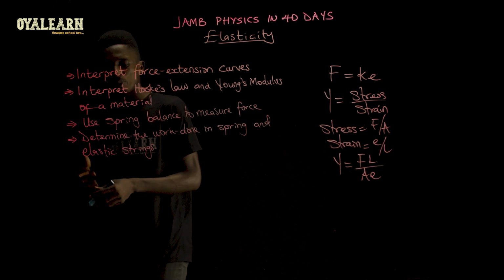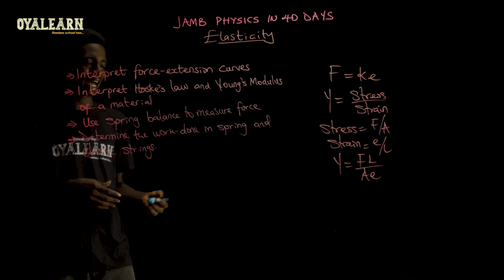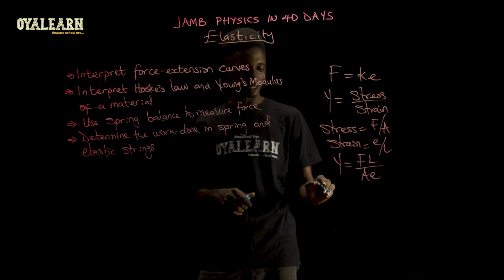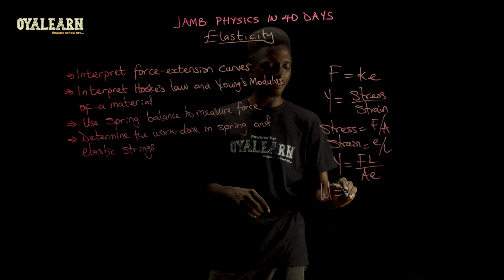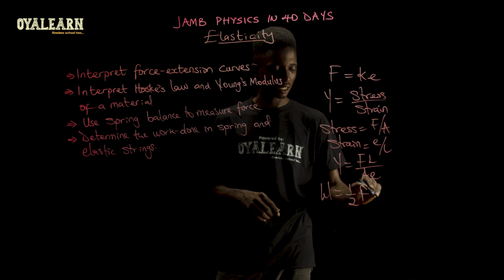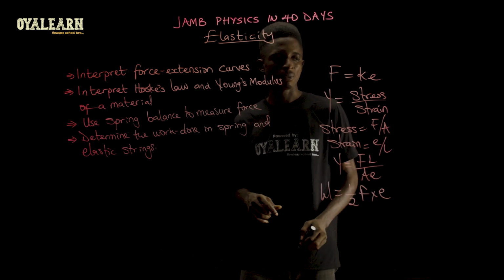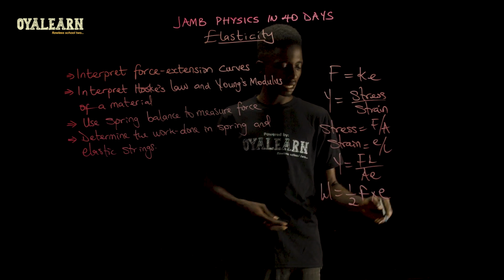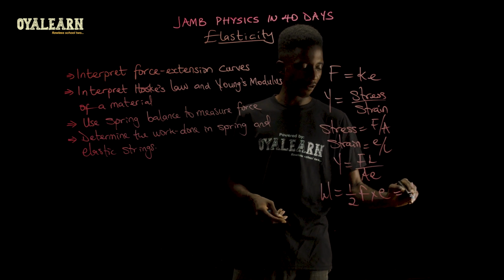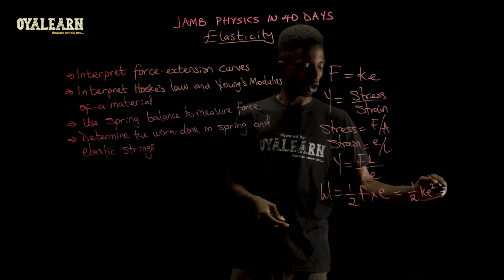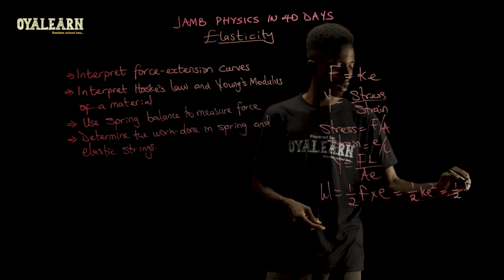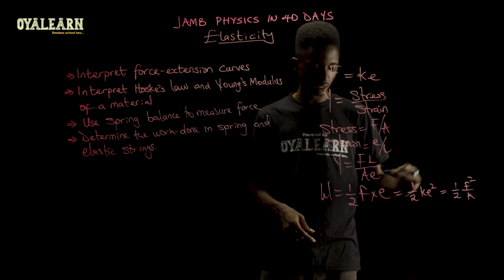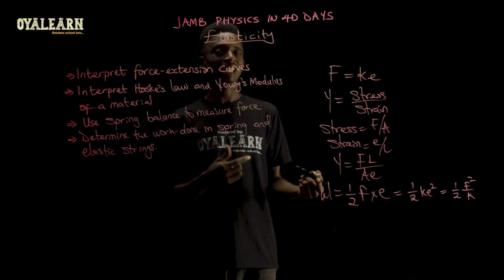And then finally, you should be able to determine the work done in an elastic spring or elastic string. Now, work done in an elastic string is given by W equals average of force, so half force times extension. However, when you compare it with this equation that we have here, we can always substitute. That is, this can also be given as half KE squared, or it can be given as 1 over 2 F squared over K. So any of these three equations works to find the work done in an elastic spring.